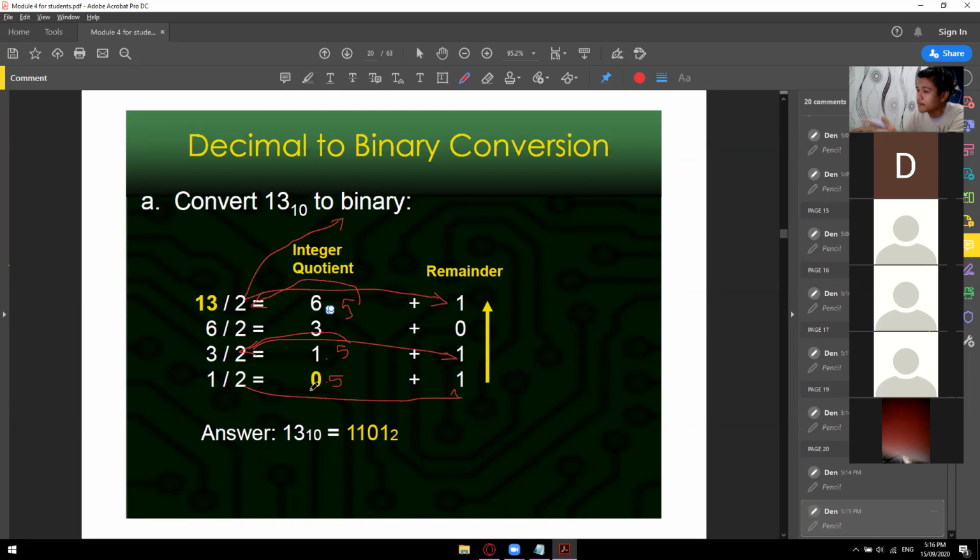So kailan niyo malalaman pag mag-i-stop na kayo? Kapag 0 na yung integer quotient niyo. Then kung ano man yung nakuha niyong sagot dito sa remainder, just read it from bottom to top. 1101 base 2. Okay? So I hope that one is clear. Any questions so far or clarification? So saka lang kayo titigil kapag yung integer quotient natin is already 0.